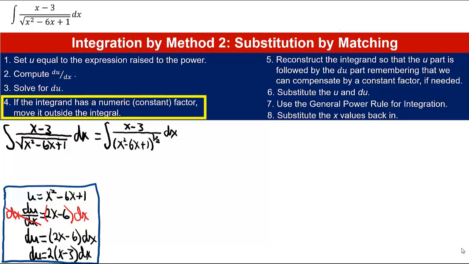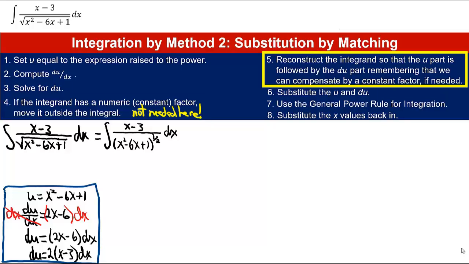In any case, step 4 now says if the integrand has a numeric constant factor, you can move it outside the integral. There is no numeric constant here, so we don't have to worry about it in step 4 this time. So we can move right along to step 5. Step 5 says to reconstruct the integrand so that the u part is followed by the du part, remembering that we can compensate by a constant factor if needed.